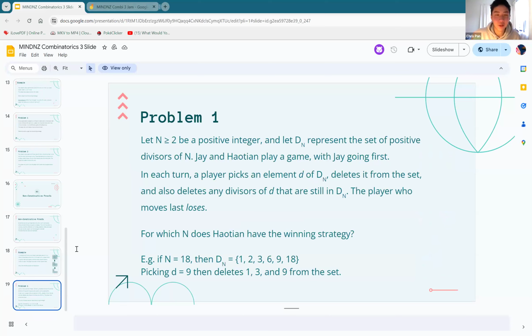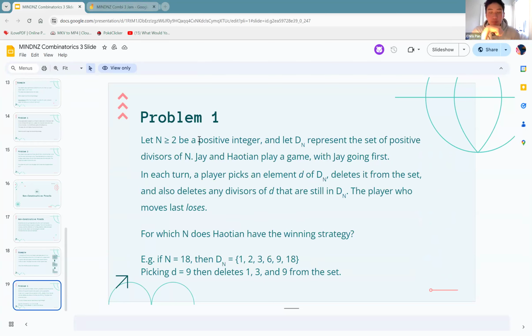Okay. So we've got another cameo here of Jay and Haotian. Let n be a positive integer that's not one, so it's bigger than one. And d sub n is the set of positive divisors of n.